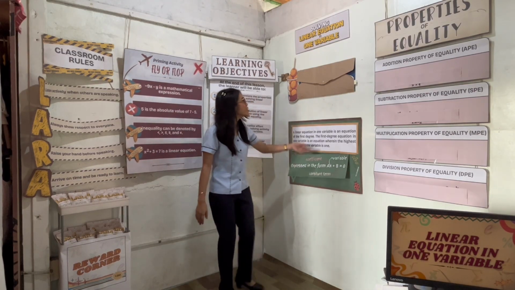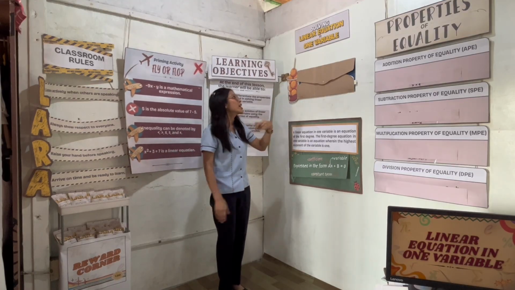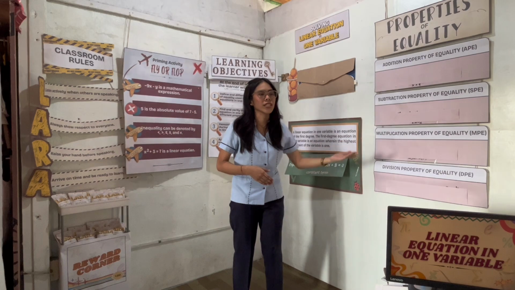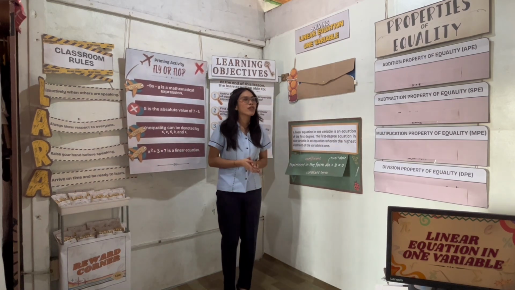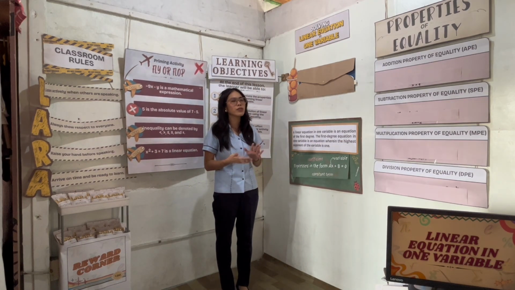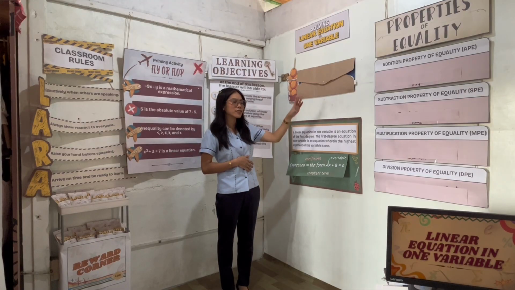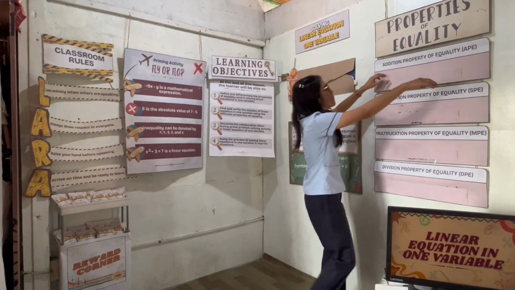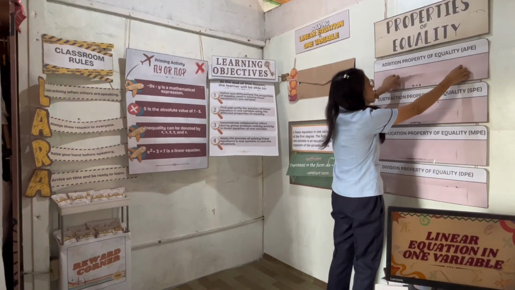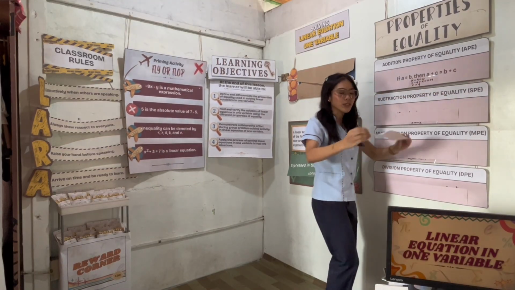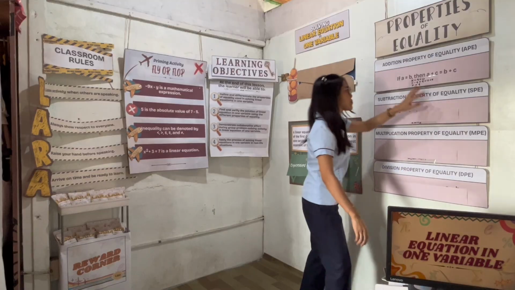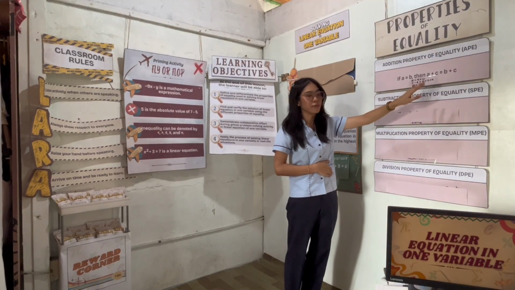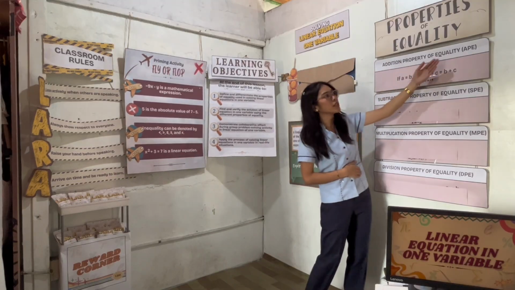Now, for us to solve a linear equation in one variable, we must first understand the properties of equality. Actually, we have more than four, but for today, we will only focus on the four basic properties of equality. The first property of equality, given that A, B, and C are real numbers, says that if A is equal to B, then A plus C is equal to B plus C.